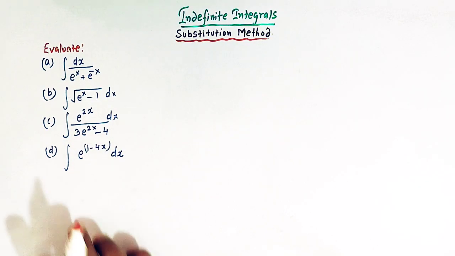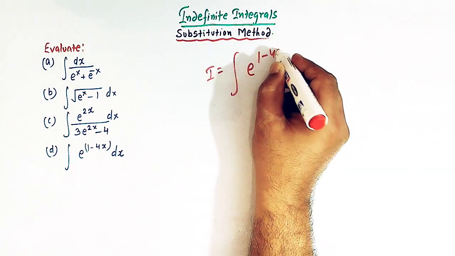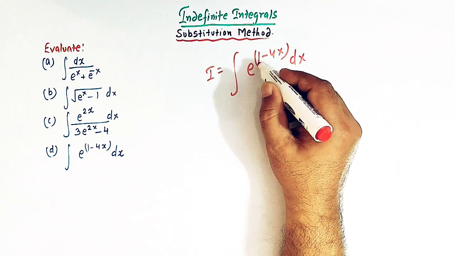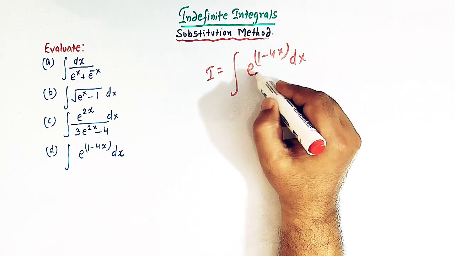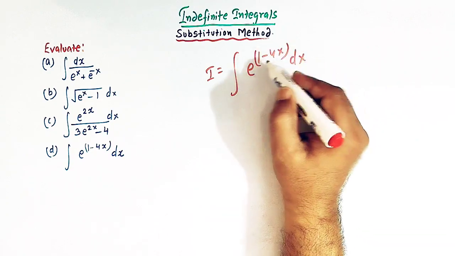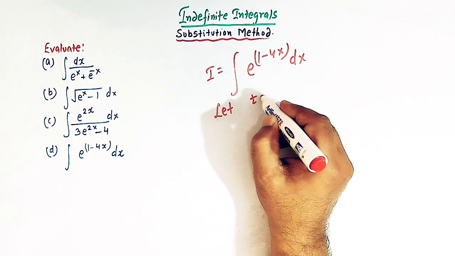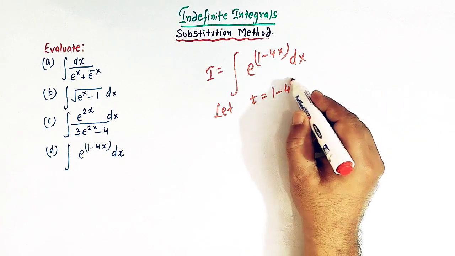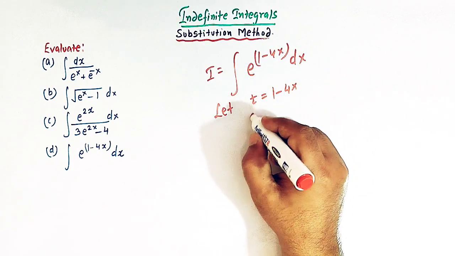Now viewers, let us take the fourth problem, and here we have the integral of e raised to 1 minus 4x dx. Now here we see that the exponent is 1 minus 4x, that is, the exponent is a function of x itself. So what we will do, we can take the substitution t equal to 1 minus 4x. Here 1 minus 4x is a linear function. So let us differentiate both sides with respect to x.